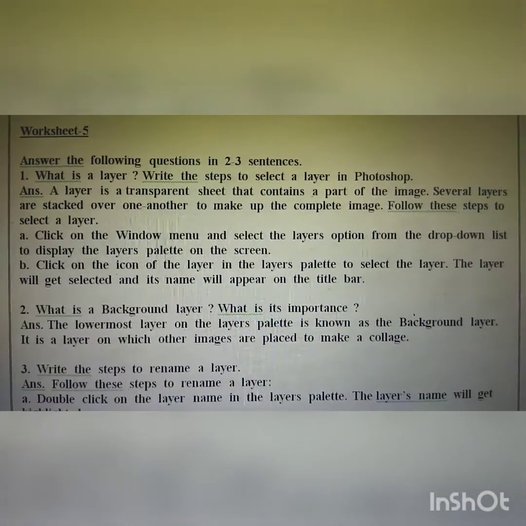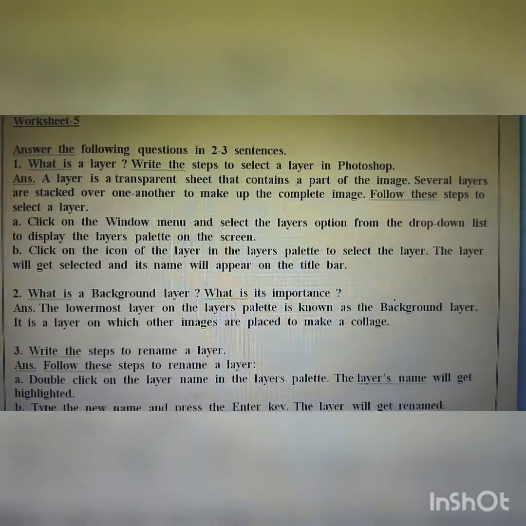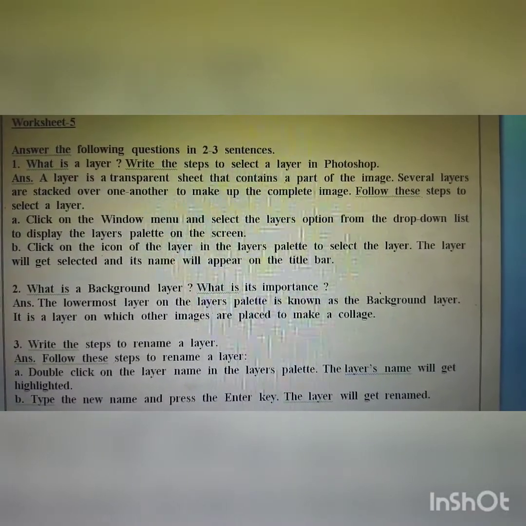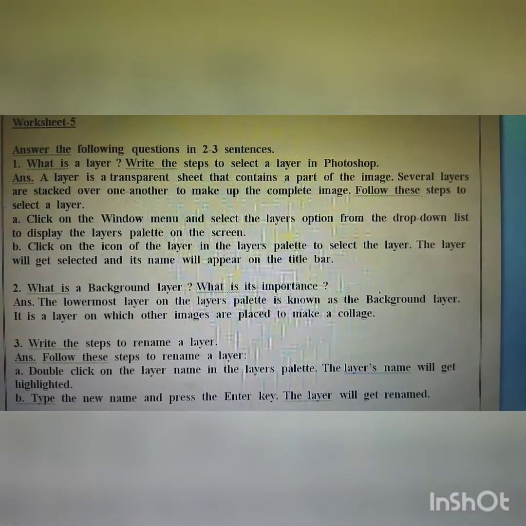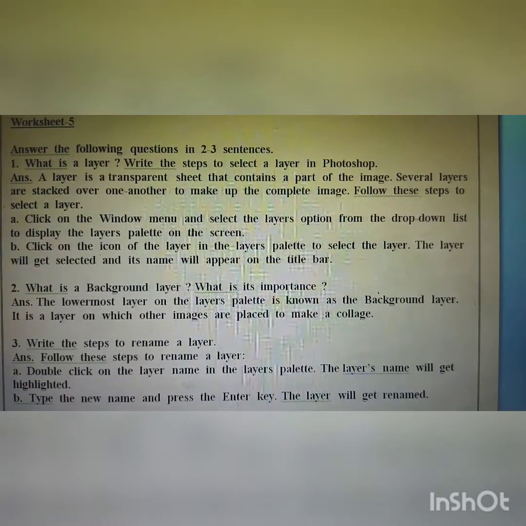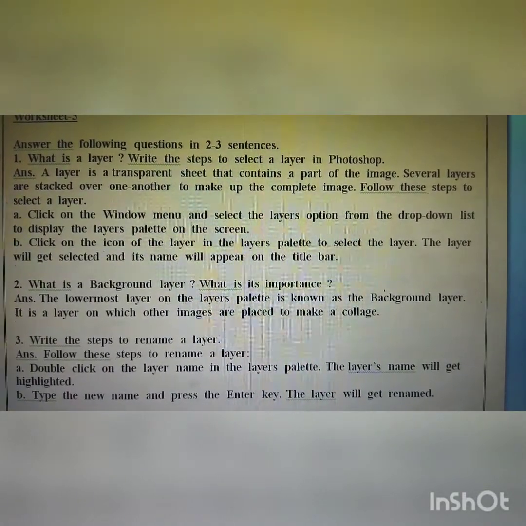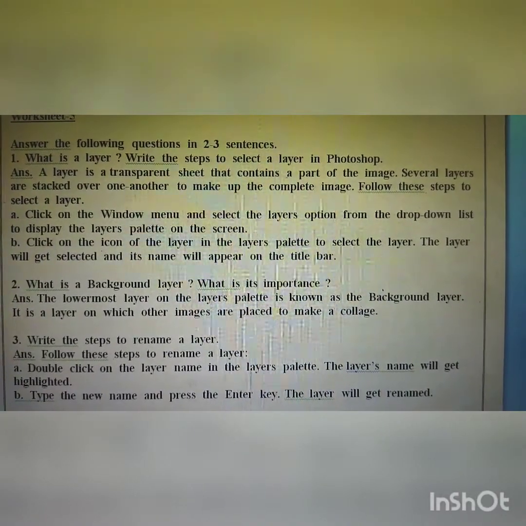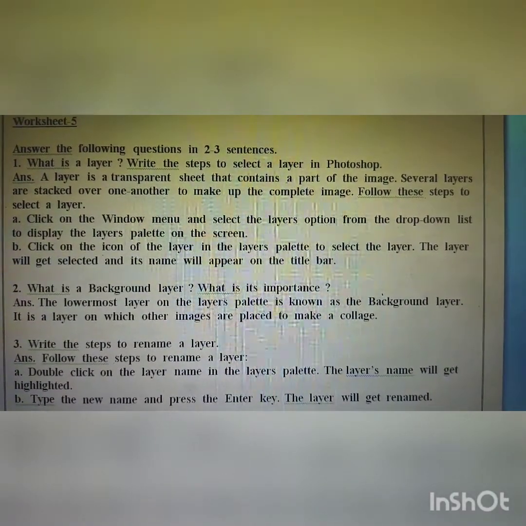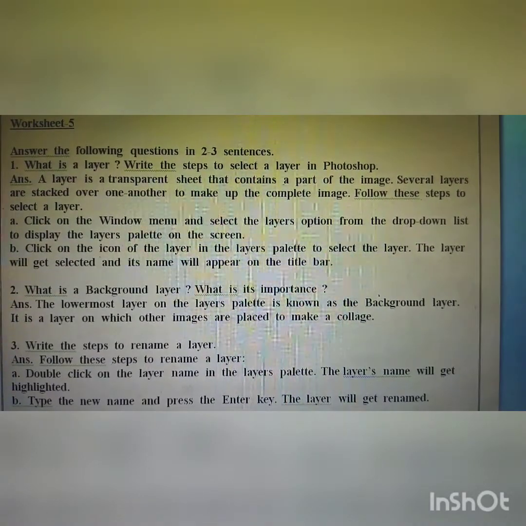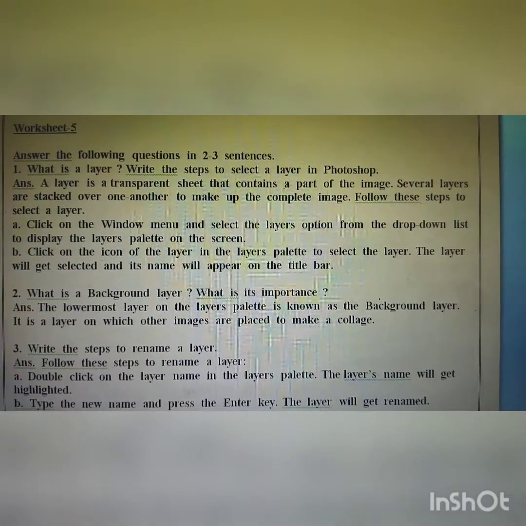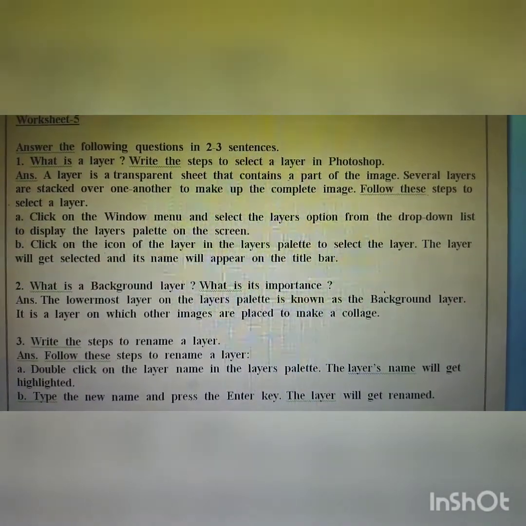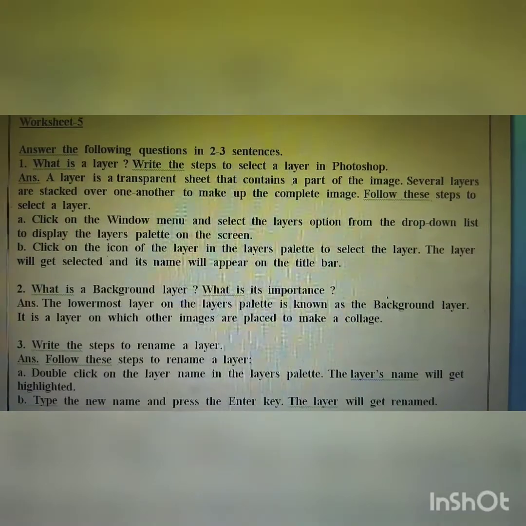Now let's discuss worksheet number 5. Answer the following questions in two to three sentences. First, what is a layer? Write the steps to select a layer in Photoshop. So a layer is a transparent sheet that contains a part of an image. Several layers are stacked over one another to make up the complete image. So follow these steps to select a layer. First, click on the Window menu and select the Layers option from the drop-down list to display the Layers palette on the screen. Then click on the icon of the image in the Layers palette to select the layer, and the layer will get selected and its name will appear on the title bar.